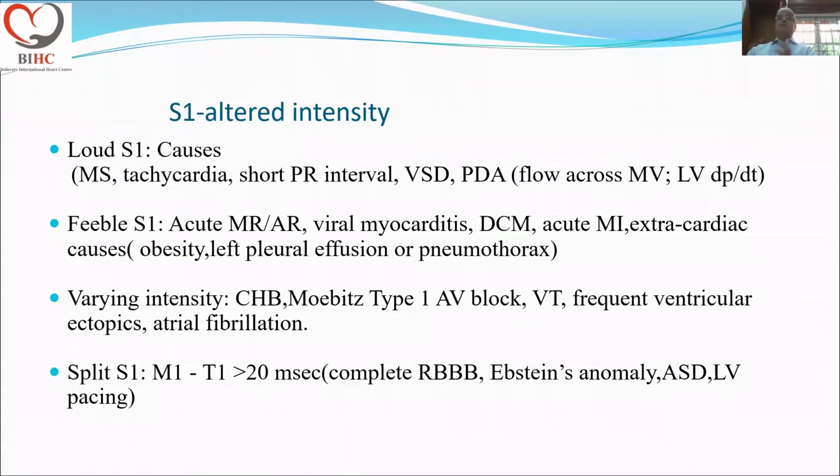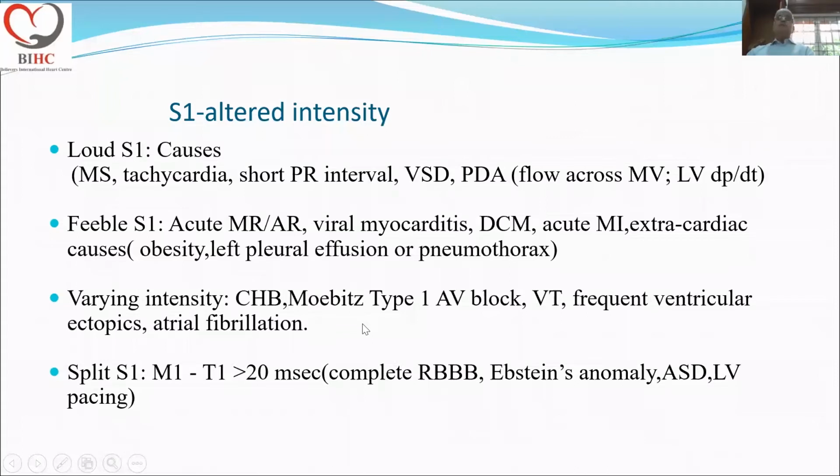Varying intensity of the S1 means beat 1 has a loud sound, beat 2 has a dull sound, beat 3 is something in between. That's a feature of complete heart block. In complete heart block, as the atrial contractions are dissociated from the ventricular contractions, the actual occurrence of the P wave in relation to the QRS is absolutely variable. And this is the reason why you have a varying intensity of the first sound. Frequent ectopics would do something very similar. Atrial fibrillation would do something very similar.